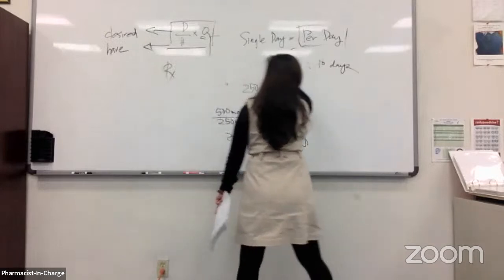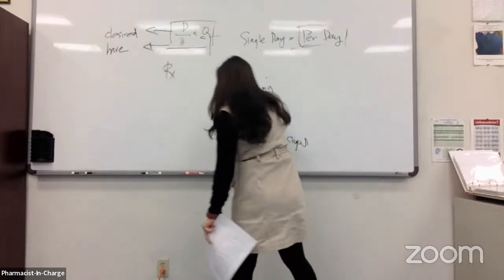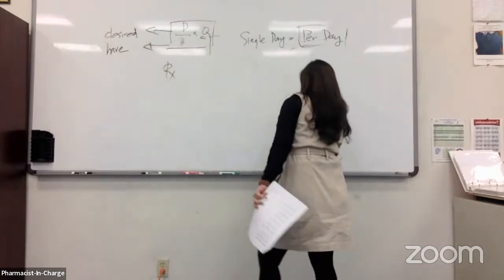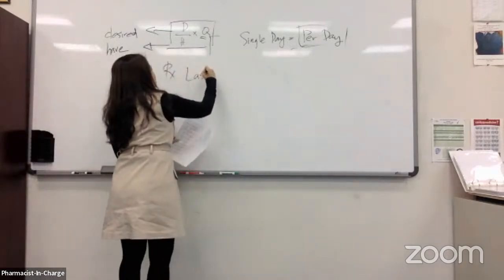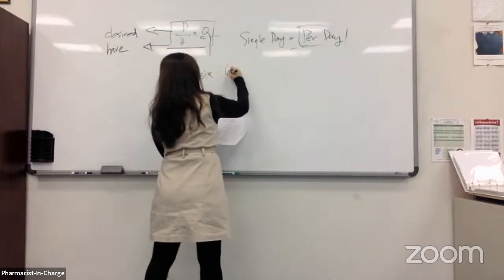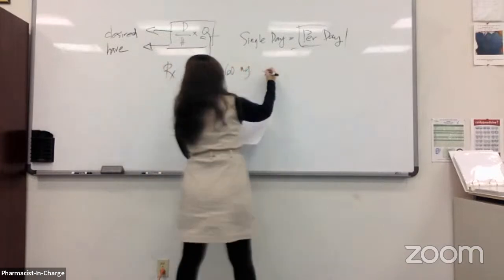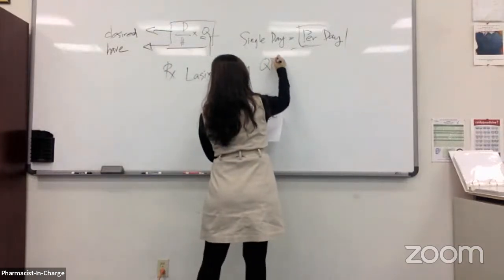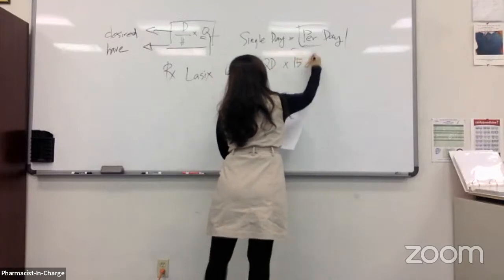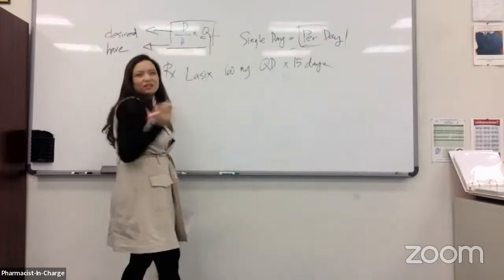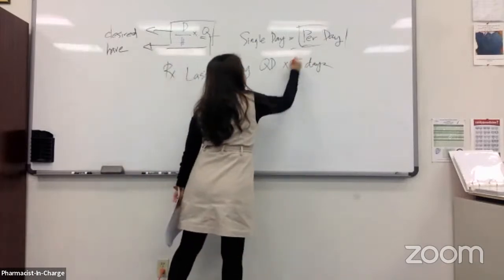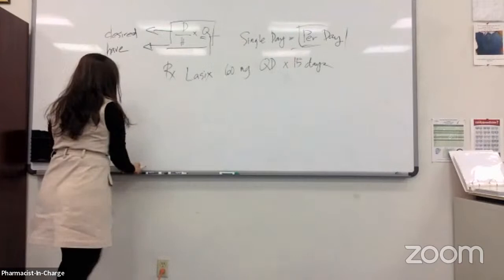Too fast? You're okay. You're still okay? Yes. Okay. Prescription number 14 is the same. Basic. 60 milligrams QD times 15 days. Does the QD matter? Yes, it does. So it's just 1, right? But the 15 doesn't.